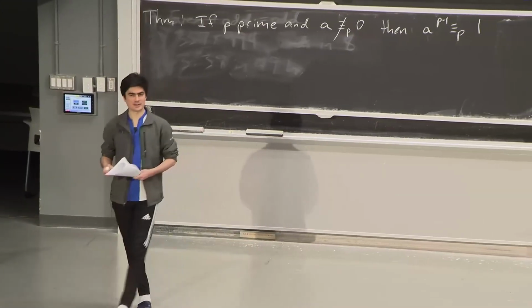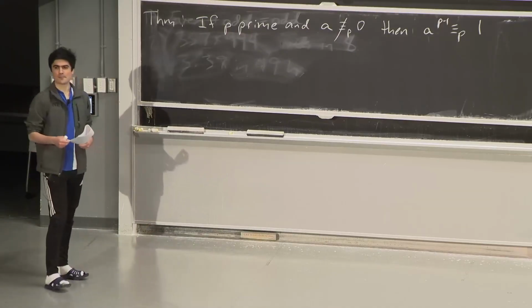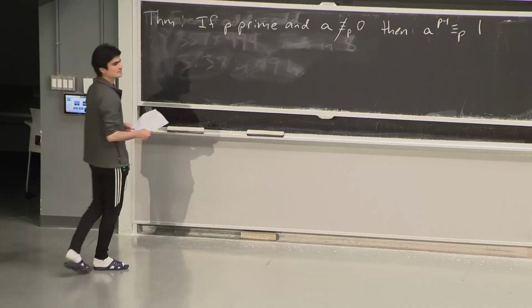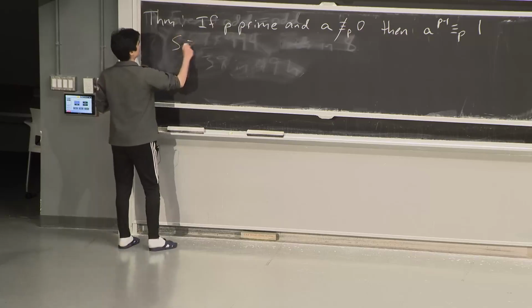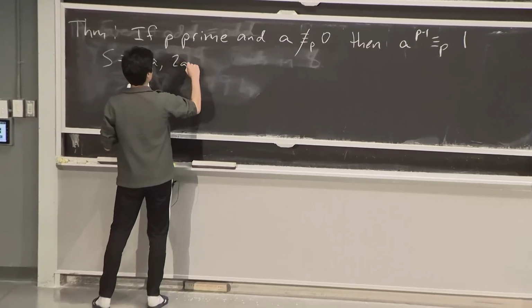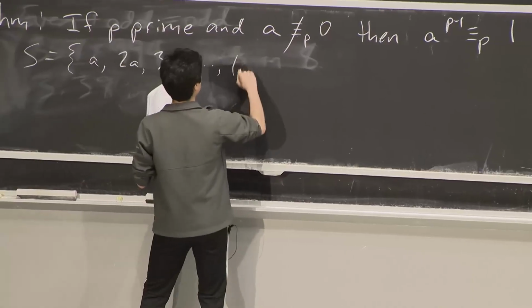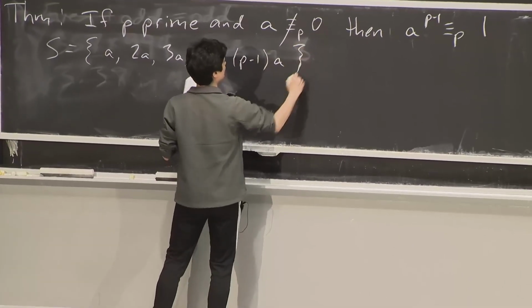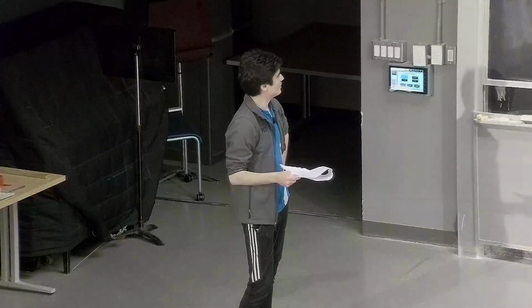So how could we prove this? Any ideas? It's a bit of a weird proof idea. Let's consider the following set: A, 2A, 3A, all the way up to p minus 1 times A. Now, what can we say about this set if we reduce everything in it modulo p?